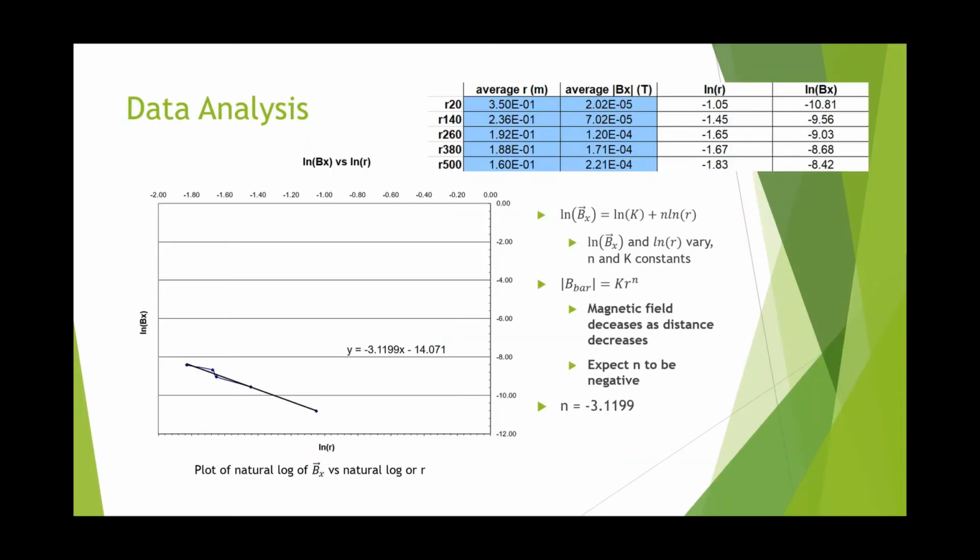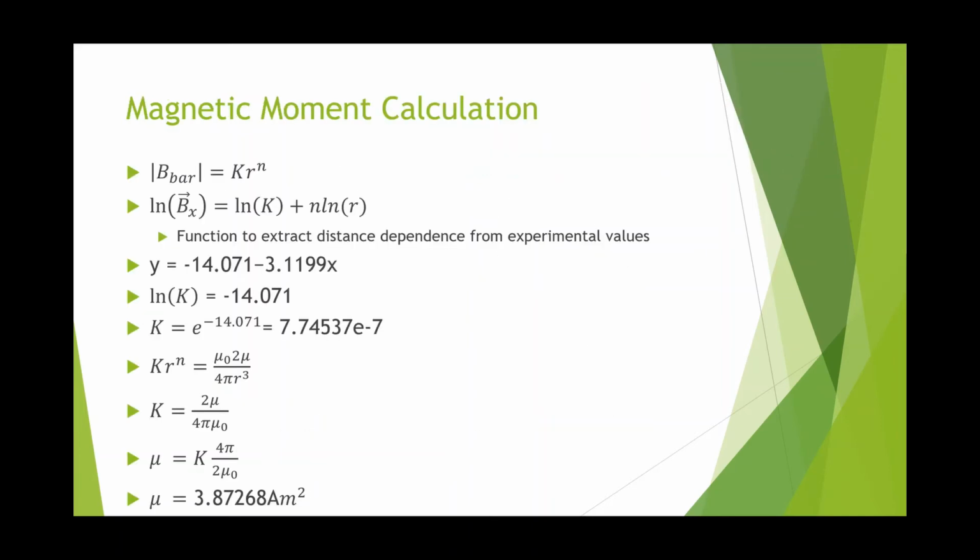This is my data analysis. I used a logarithmic function: ln Bx is equal to ln k plus n ln r. ln Bx and ln r vary, and n and k are constants. The magnetic field decreases as distance increases, and I expected n to be negative. n was negative 3.1199.